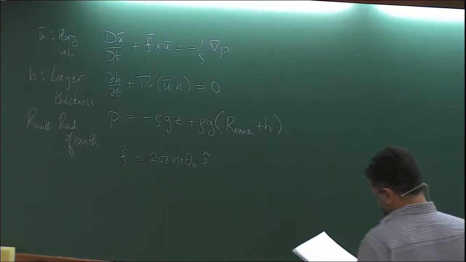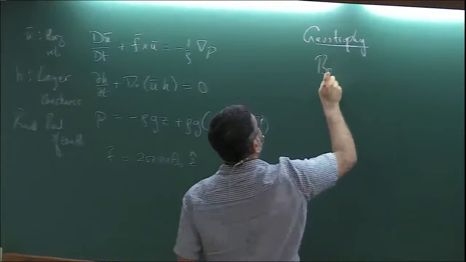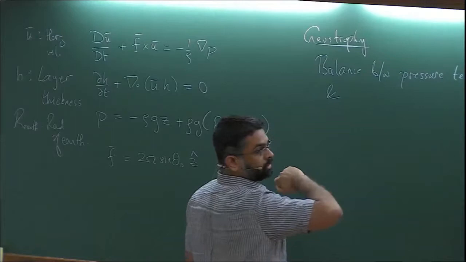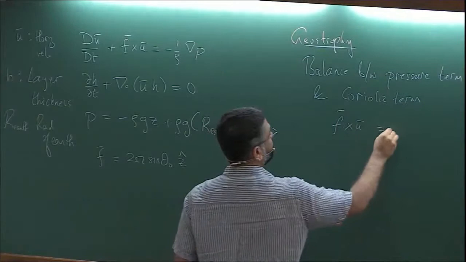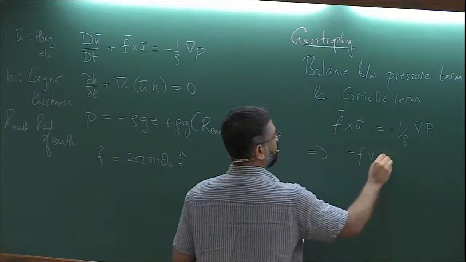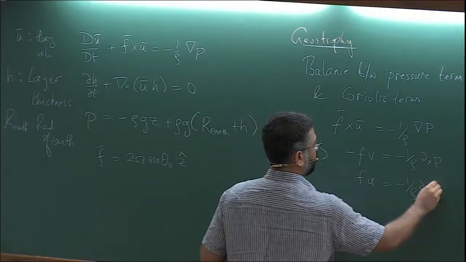All right, so what is geostrophy? As Mani mentioned, it is the balance between the pressure term and the Coriolis term. So what that means is the dominant balance, basically neglect everything else, is this. Written in component form, remember this is just a horizontal velocity. We get the velocity in the y direction is dx of p. Velocity in the x direction is dy of p. Right.